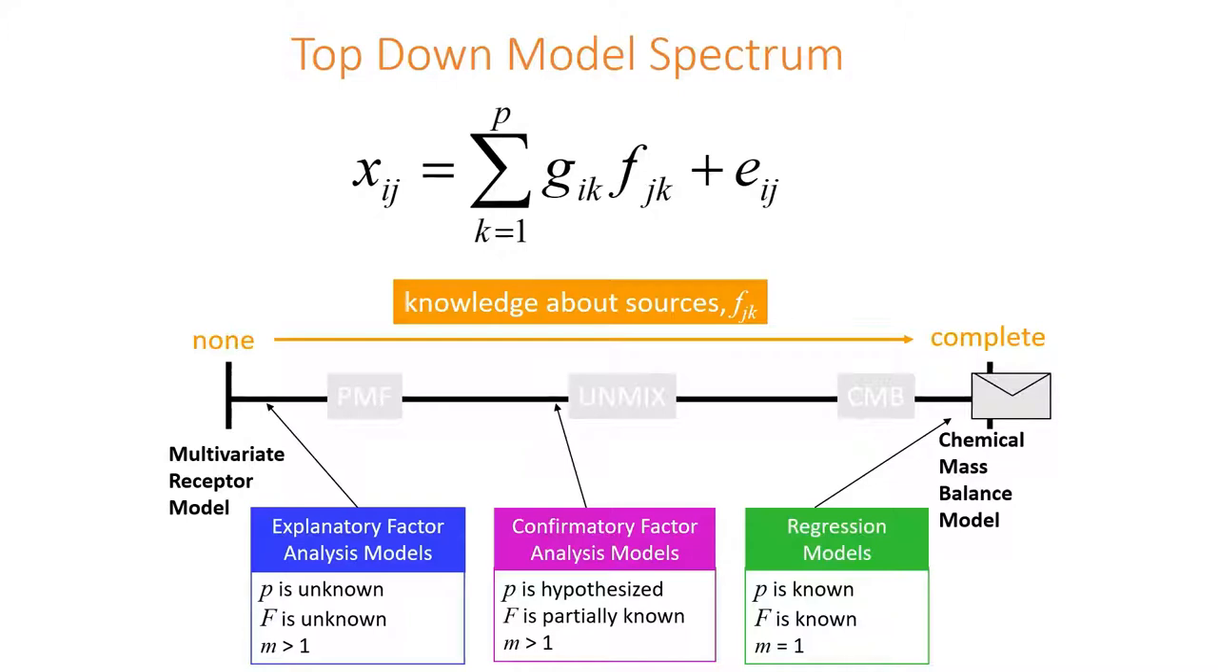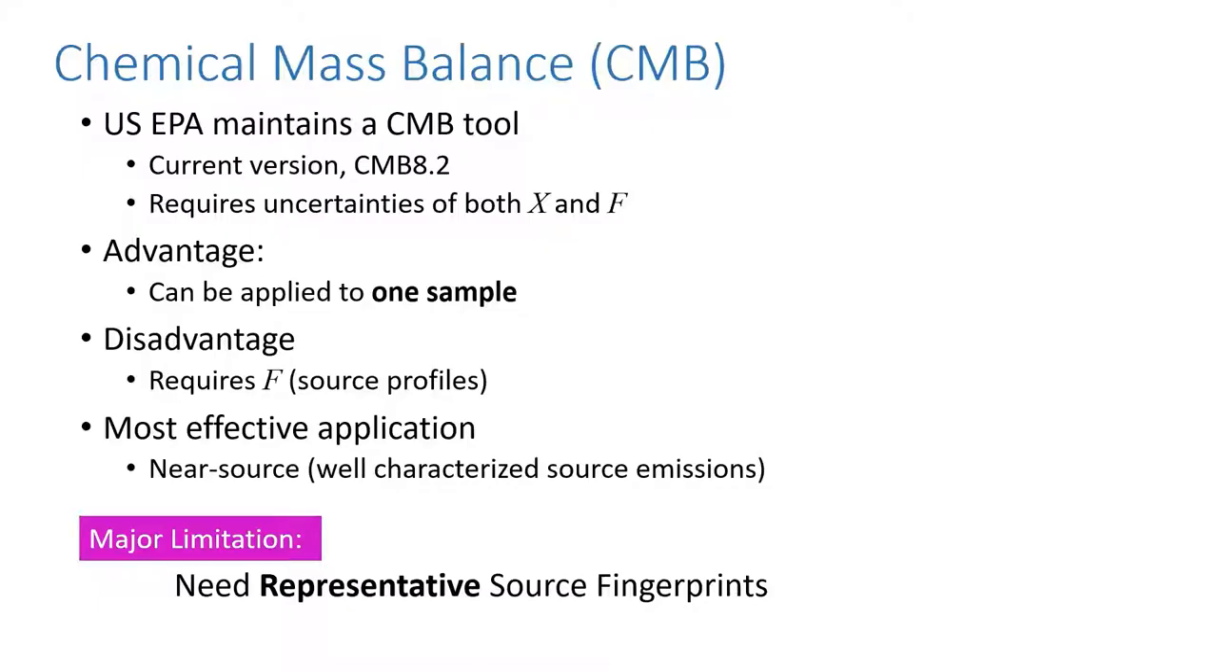And so those are the two ends of the spectrum. Next slide, I'll talk about each one of them quickly. The US EPA maintains a CMB, or chemical mass balance, model tool. The current version they have up is CMB 8.2. It requires input data of both ambient measurements and source measurements, and the source measurements exist on a database they call Speciate.